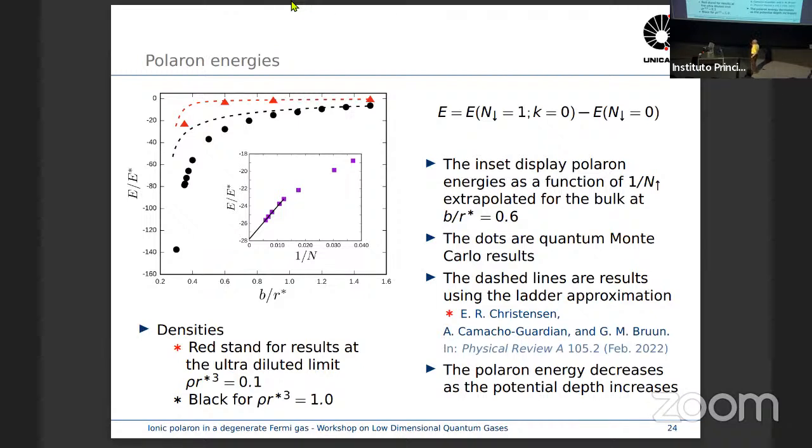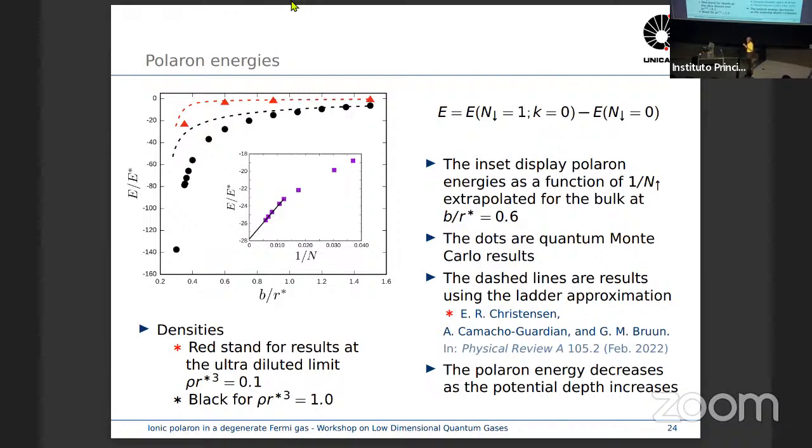The dots are our results, as I said. The dashed lines are results from the ladder approximation. And what we see is this. Here I put B/R, but this is related to the depth of the potential. The first resonance happens here, just a little bit before 0.6. Up to this point, our results start to deviate from the ladder approximation. Before reaching this resonance, the ladder approximation gives results which are in agreement with ours. But the big difference starts when we are approaching the second resonance.